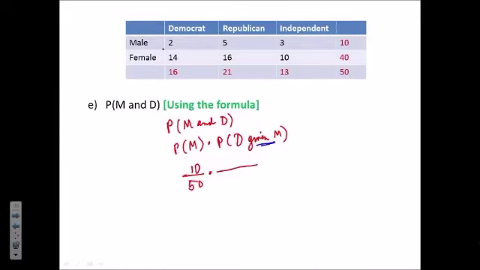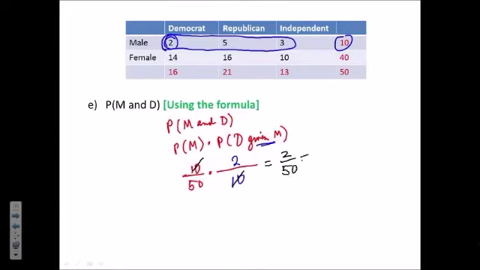We're only talking about these people. So how many are there? There are 10 of those. And of those 10, how many are Democrat? 2 out of 10. Well, we have cancellation here. The 10s cancel. And we get 2 out of 50, or 1/25.